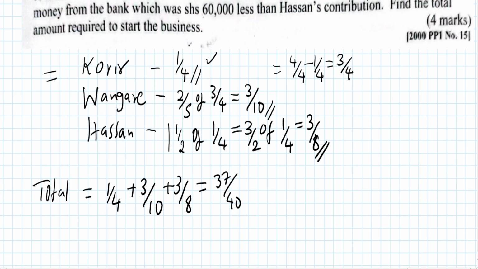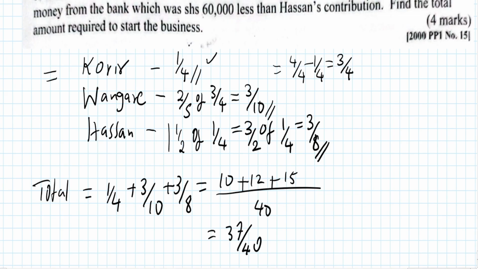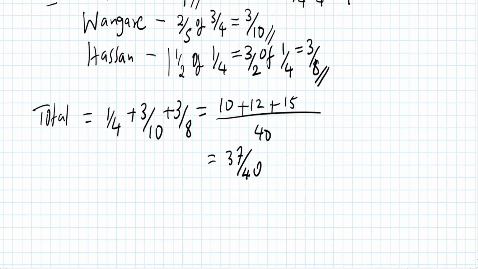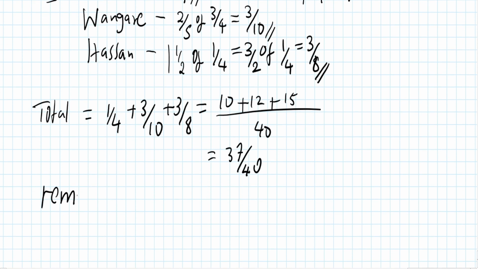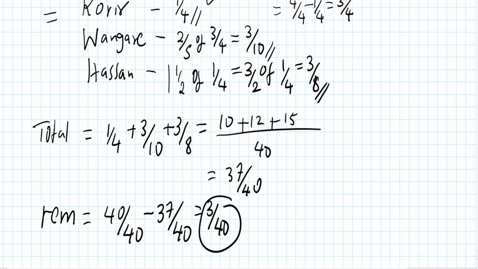But in case you're doing LCM, you can do LCM. The LCM for 10 and 8 is 40. Divided by 4 is 10. 40 divided by 10 is 4 times 3, 12. 40 divided by 8 is 5 times 3, 15. At the end of the day, it is going to give you the same thing, 37/40. Now, from this 37/40, obviously, the remainder is going to be how much? So the remainder is going to be 40/40 minus 37/40, which is 3/40. So this is the remainder.